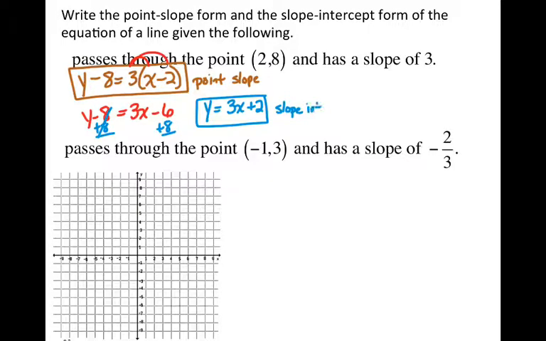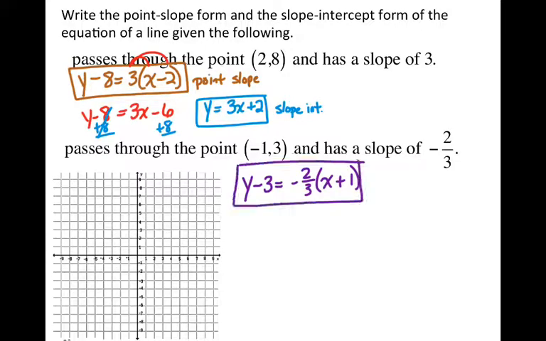So again, to get your slope-intercept form, you start with your point-slope, and then you just finagle it around. You're going to distribute the 3, and then add the 8. That's all you do, okay? Two steps from your point-slope get you to slope-intercept. All right. Now, the next one, same thing. They're giving us a point, and they're giving us a slope. So I'm going to write it in point-slope form first. So y minus 3 equals negative 2/3 times x plus 1, because it's minus a negative, so that's plus 1.